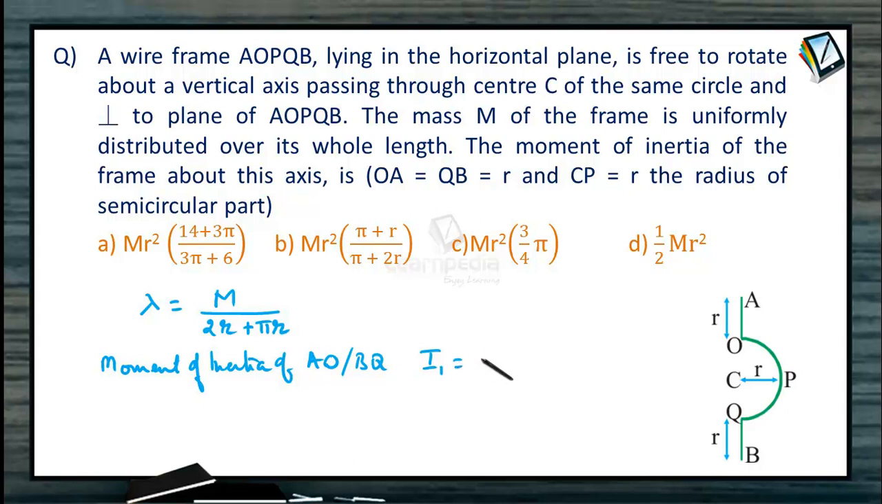We will use the formula: moment of inertia about the center of mass plus m l square, where l is the perpendicular distance from the axis of rotation to that point. So I1, let us put it in terms of lambda: lambda R square by 12, the moment of inertia about the center of mass, plus m, which is lambda into R, into l square. What is l? R by 2 plus R, that is 3R by 2, whole square, that is 9 by 4 R square. So taking lambda R cube common: 1 by 12 plus 9 by 4, that will be 7 by 3. So 7 by 3 lambda R cube is the moment of inertia of part AO as well as QB.